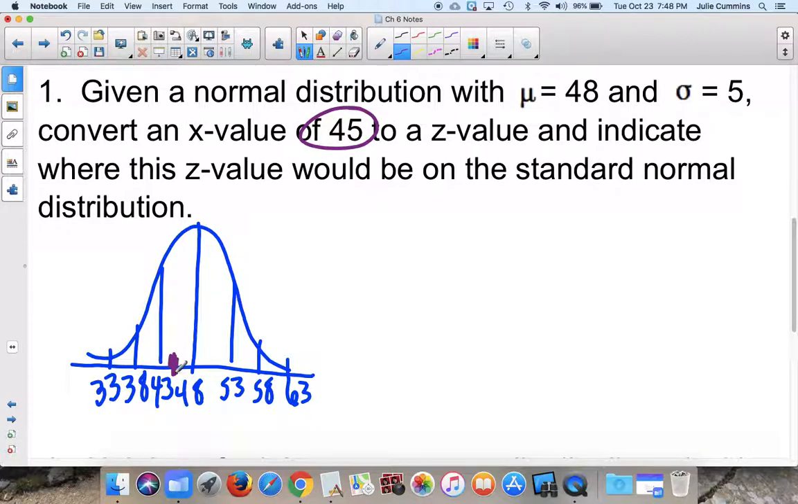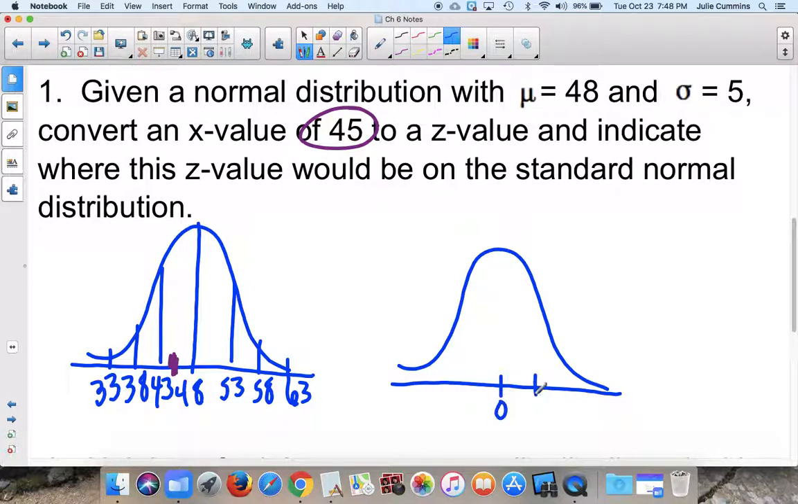But what we want to do now is convert this to the standard normal distribution. So instead of having a mean of 48, we're just going to have a mean of 0, and we're going to see where's 1 standard deviation above, 2, 3, and 1 standard deviation below, 2 standard deviations below, 3 standard deviations below. So we need to convert this 45 to a z-score.